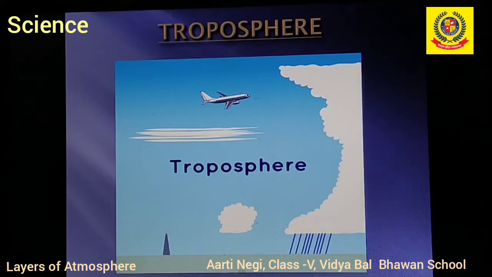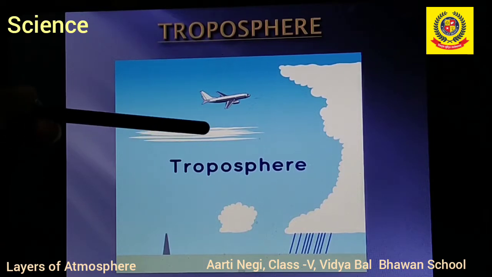Troposphere is the lowest layer of the atmosphere. It is the layer in which we, the human beings and the plants, survive. About 80% of all the air of the atmosphere is in the troposphere, and all weather conditions take place in this layer. All the lightning, thunder, rainfall, all these weather conditions just take place in this layer.